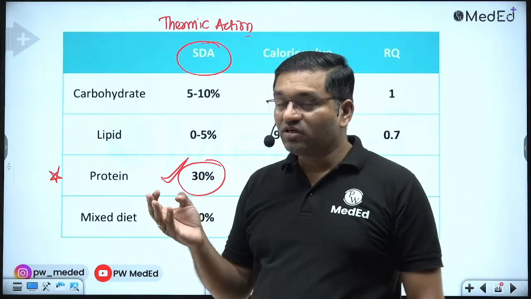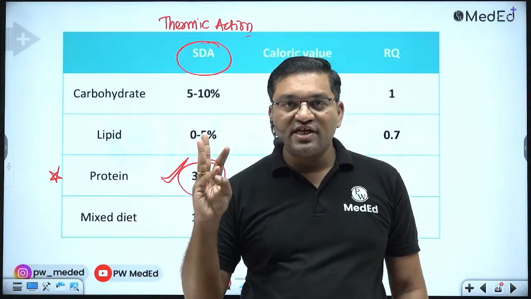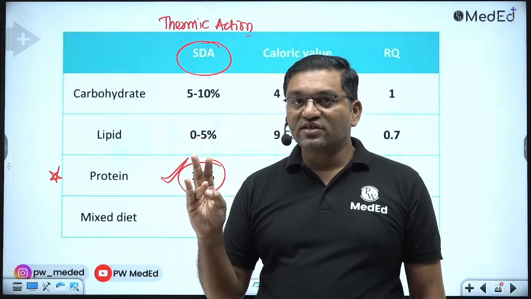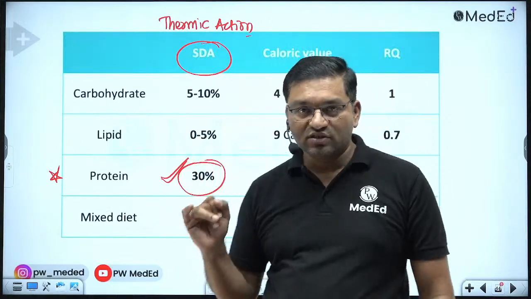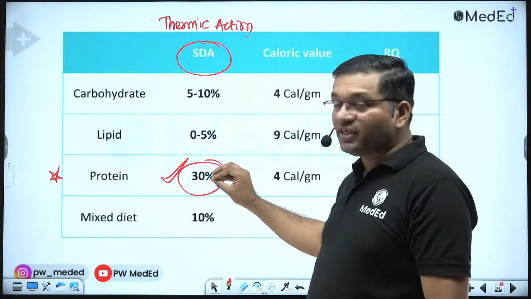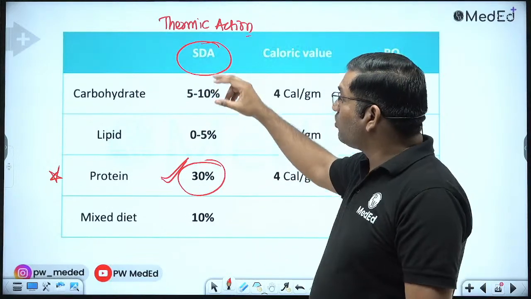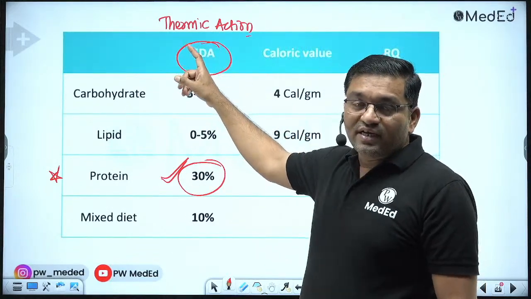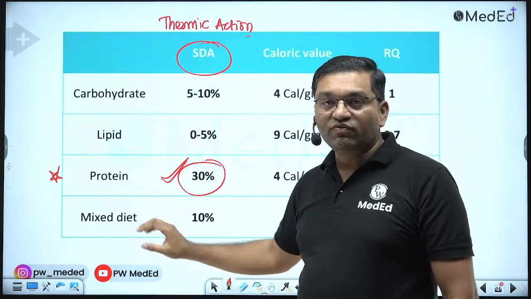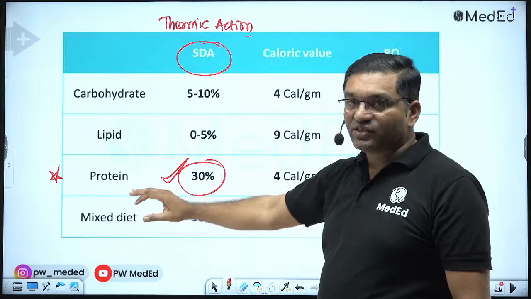It is required for the transamination reaction, for urea synthesis, for protein biosynthesis, and for the absorption, transport and storage of the food. So over and above the BMR, the extra amount of energy required for processing the food is known as the thermic action, SDA of the food. It is maximum in case of protein.